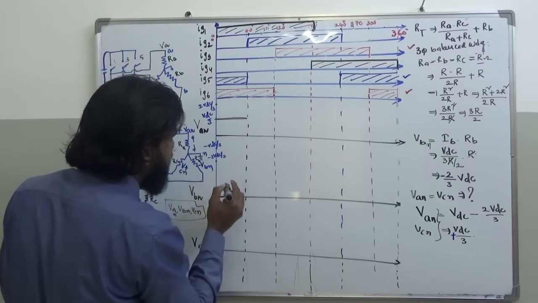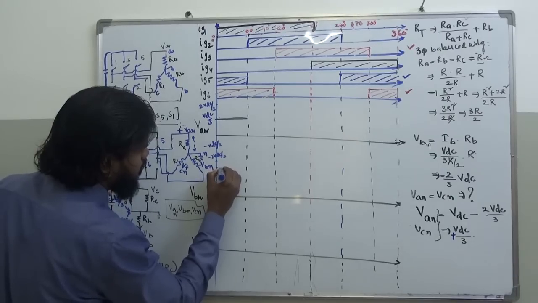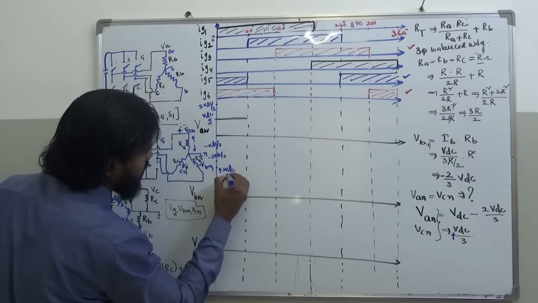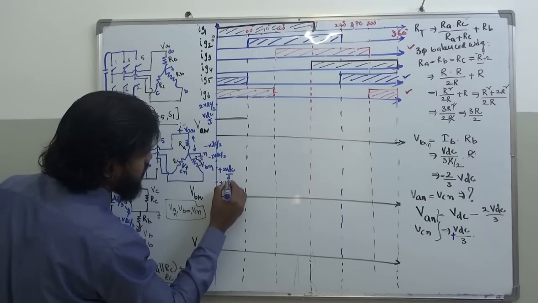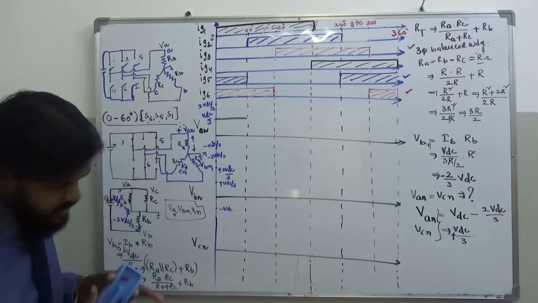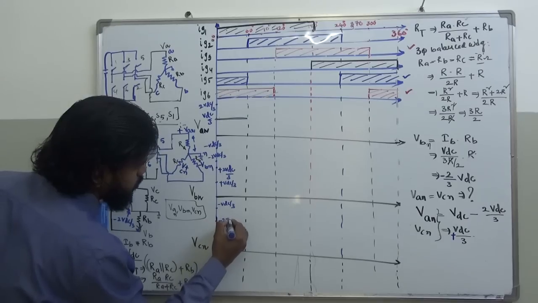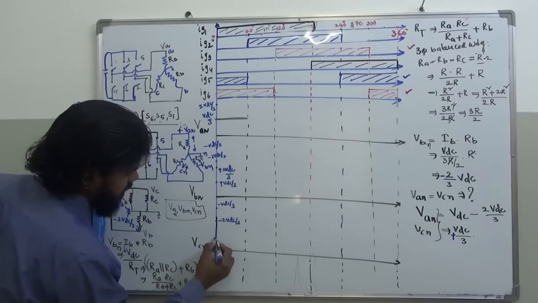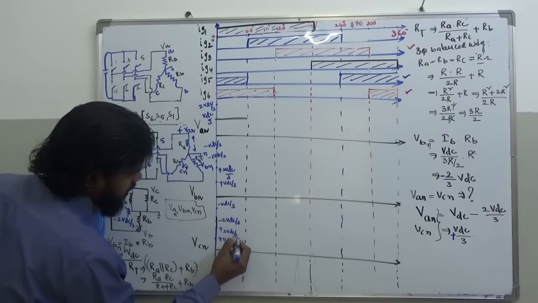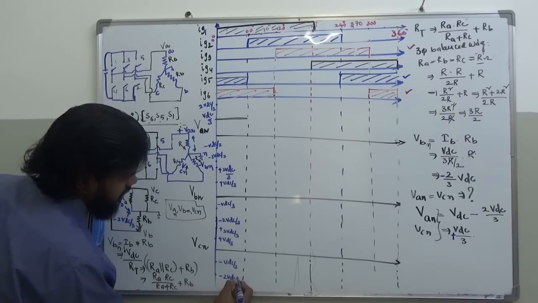And what about VB? VB also I should indicate the values here, right? So this is, let's say, the positive side, plus 2 VDC by 3, and this is plus VDC by 3, minus VDC by 3, and this is minus 2 VDC by 3. And here also I can indicate plus VDC by 3, and then this is plus 2 VDC by 3. And this is minus VDC by 3, and this is minus 2 VDC by 3.